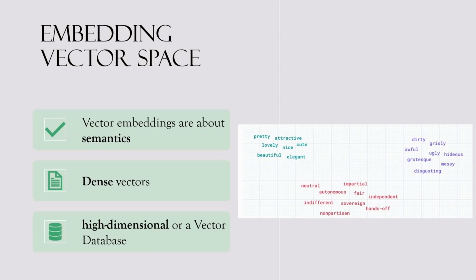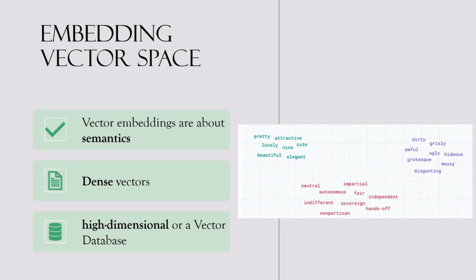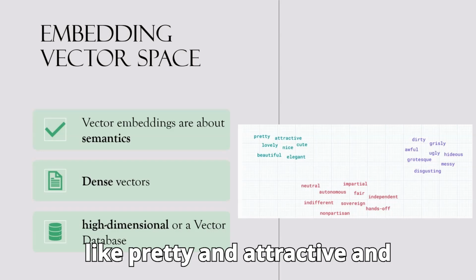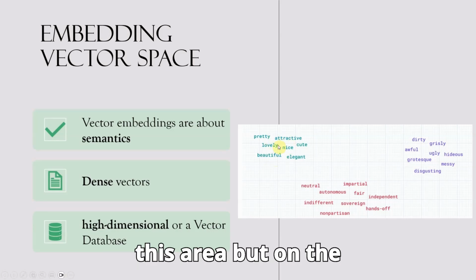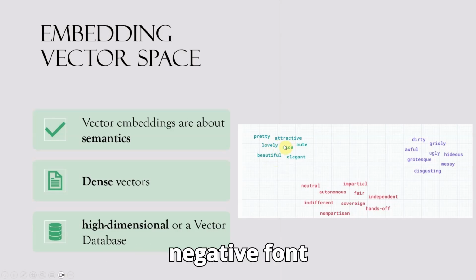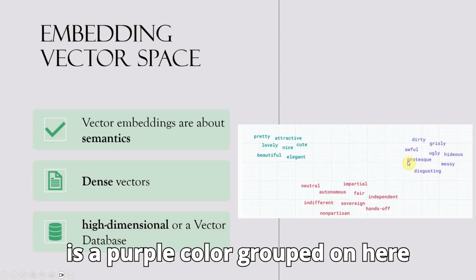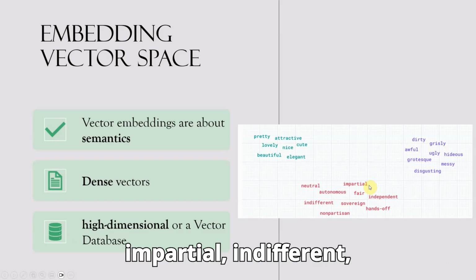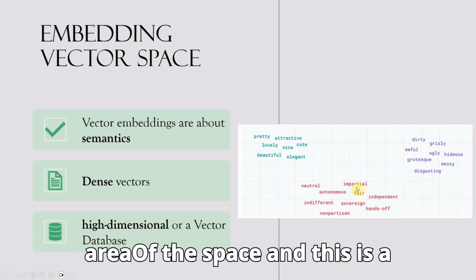So these are words which are grouped or classified according to their sentiment label. Positive labels like pretty, attractive and elegant are in a green font in this area. On the negative side, words like dirty, awful, messy are in purple, grouped here in this space, and the neutral words like impartial, indifferent, independent are placed into this area of the space. And this is a symbolic representation.